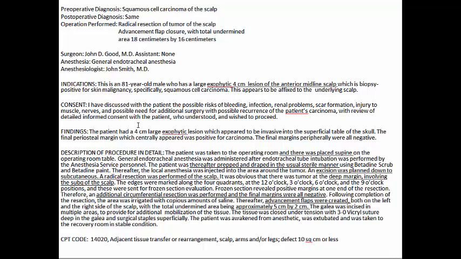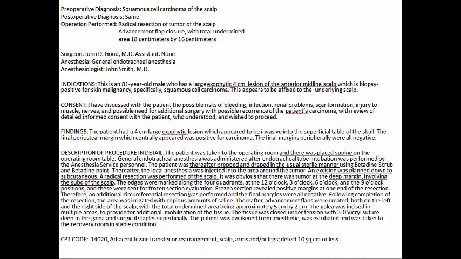And we can see here the patient had a 4 centimeter large lesion. So here you could be like, well, how big was that resection that they performed? And they do have that up here. Okay, it was obvious there was a tumor at the deep margin involving the subq of the scalp. The edges were marked along the 4 quadrants at the 12, the 3, the 6, and the 9 o'clock positions.